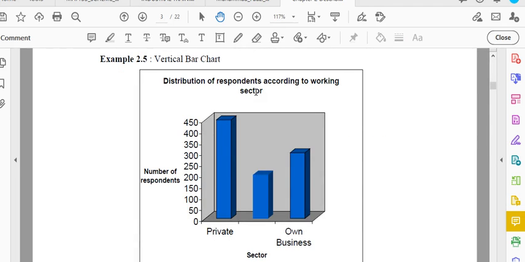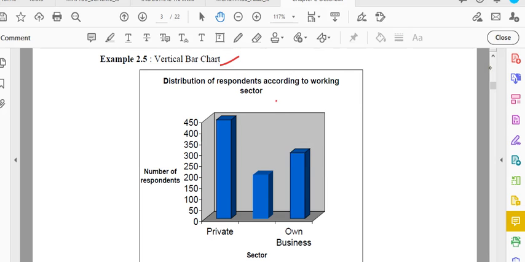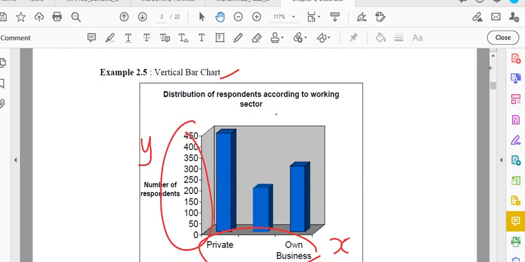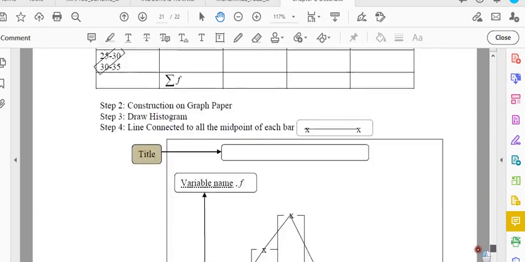Okay, so what is a vertical bar chart? Obviously vertical means that the bar will be straight. So this will be your x and this will be your y variable. And do remember, every single bar chart needs to have a title, no matter which chart it is. If you look into my notes, I did share this with you towards the end.